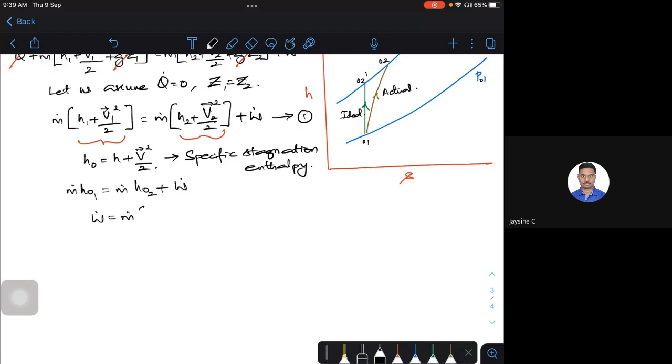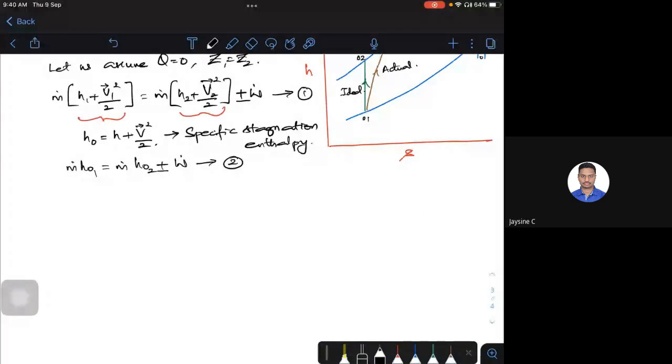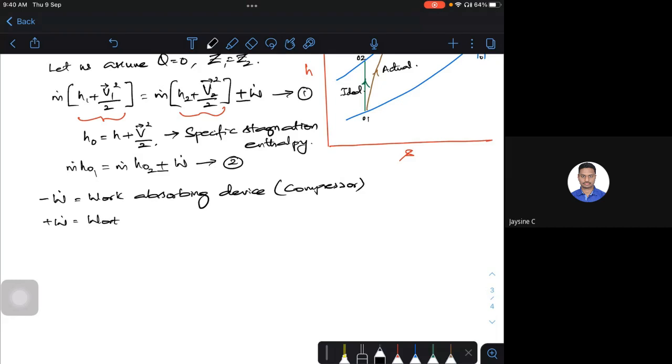Or I can write W is equal to m dot into, bringing this to the other side. One thing you have to be careful about here. If I call this equation 2, for a compressor, W is a work absorbing machine. This should be plus or minus. So minus W means this is a work absorbing device. Usually a compressor or a fan comes in that category. And if it is positive, it is a work producing device, which is usually a turbine.